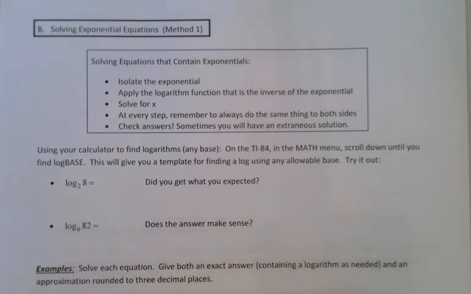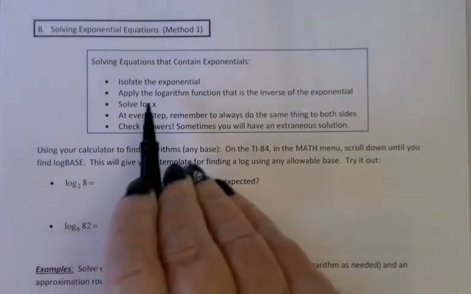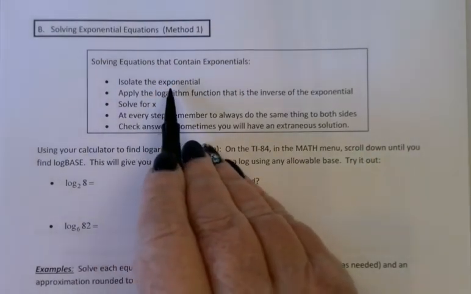This is section 3.8, part B. We've been looking at solving equations that contain logarithms. Now we're going to look at equations that contain exponentials. Eventually we'll have two different ways of doing this, but for right now, this is what I'm going to call method 1.